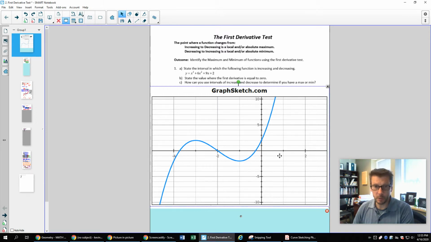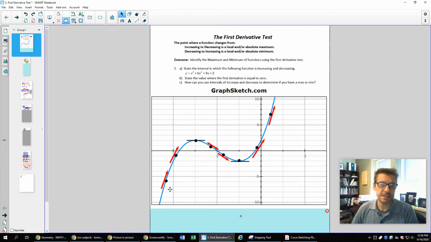So what we want to talk about though in calculus, of course, is slopes. When you look at something called the first derivative test, we want to know when a function is increasing or when a function is decreasing. When a function's increasing, you can see that its slopes are positive. And when a function's decreasing, you can see its slopes are negative. And when a function's increasing again, its tangent slopes are positive.